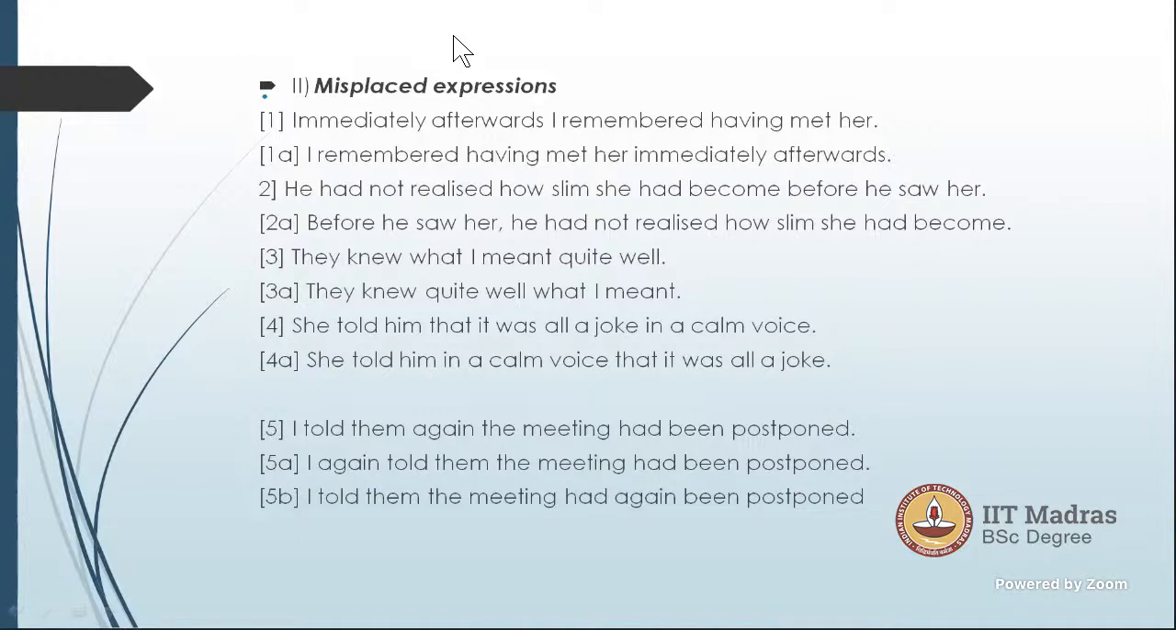So what I understand is that, look at the phrase quite well. Knowing well, right? So that part, quite well, fits better with the verb know than the other part, what I meant, right? Similarly, if you look at the fourth one, in a calm voice would fit better with the verb told than the other one. She told him in a calm voice sounds logically better than she told him that it was all a joke in a calm voice, right? Telling is more connected to the voice part than the joke.